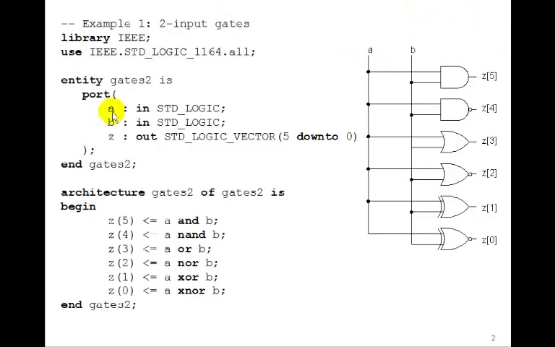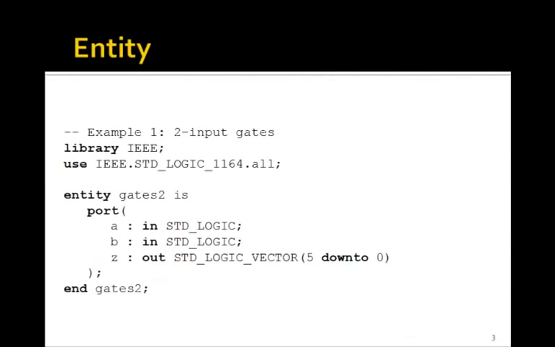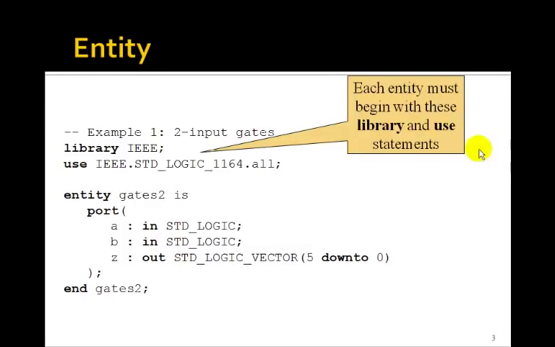Now this is the entire VHDL program that we'll use, so let's take a look at it in more detail. The VHDL program is made up of an entity and an architecture. Here's what the entity looks like. Each entity must begin with this library statement, library IEEE, and this use statement, use IEEE.std_logic_1164.all. This is a VHDL package that's provided by the system and is in the folder IEEE in this library. These 2 dashes are a comment in VHDL, so example 1, 2 input gates is just a comment.